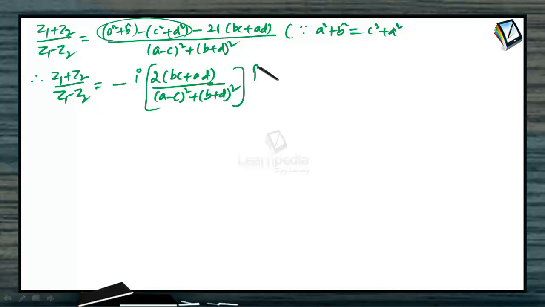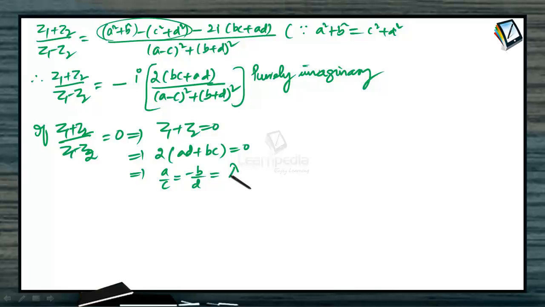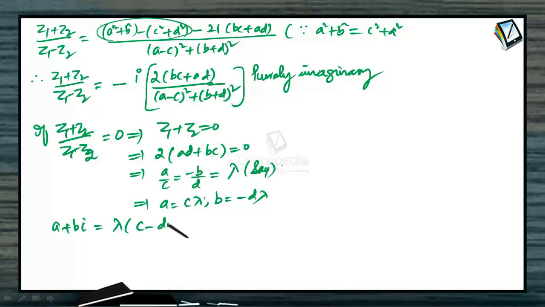This is purely imaginary. If at all (Z1 plus Z2) by (Z1 minus Z2) takes the value 0, obviously the numerator should become 0, that is, 2 times (AD plus BC) can become 0. This implies AD plus BC becomes 0, which can be written as A by C equal to minus B by D equal to, say, some lambda. That implies A equals C lambda and B equals minus D lambda. So when you take A plus iB into consideration, it becomes lambda times (C minus iD), where Z1 can be written as lambda times Z2.